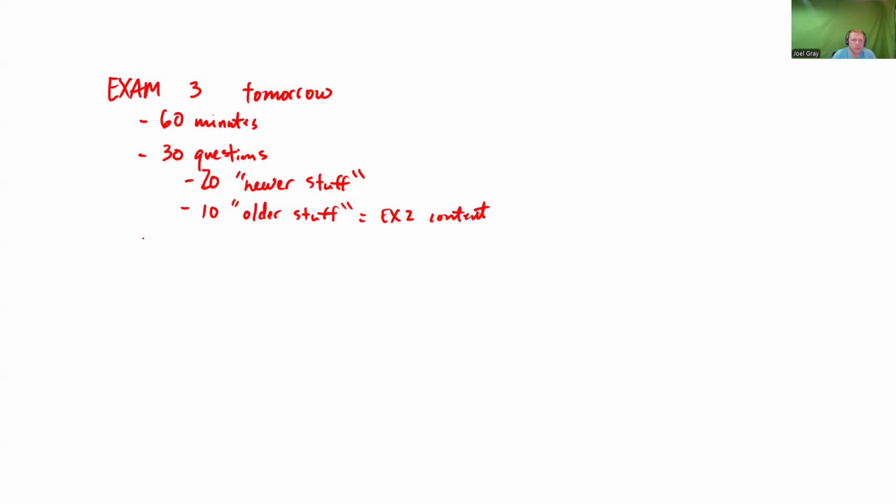This is worth 15% of your grade, and it can replace your exam 2 score. So if you didn't do as well as you wanted on exam number 2, this is an opportunity to bring that up.